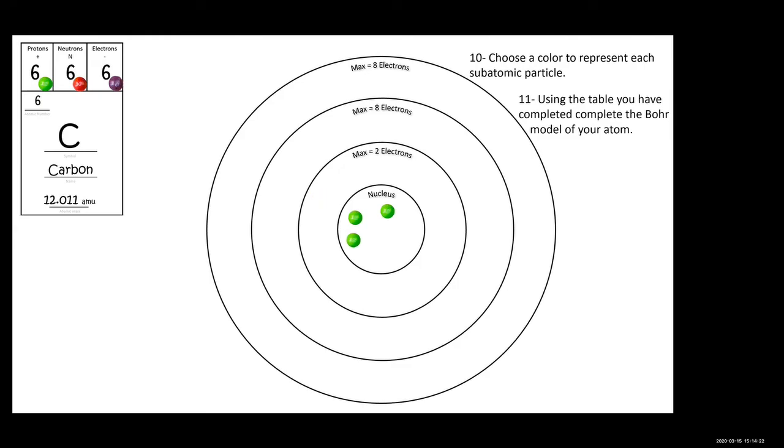So look at this. We're going to put our 6 protons in the nucleus, because they belong in the nucleus. And you know what else goes in the nucleus? Your neutrons. So we're going to put our 6 neutrons right there in the nucleus. Perfect.